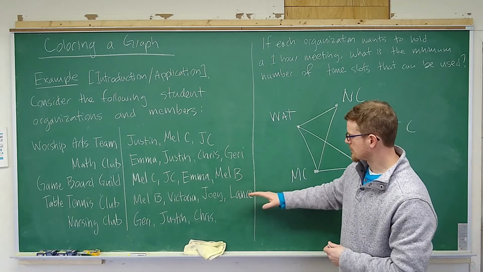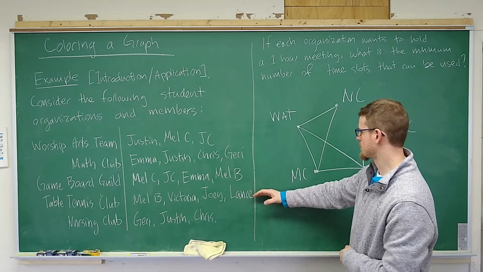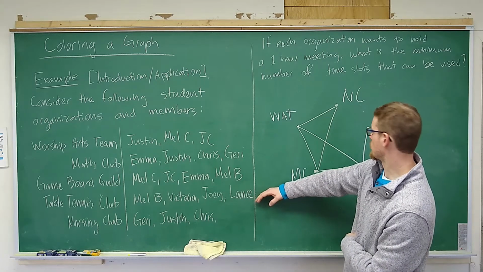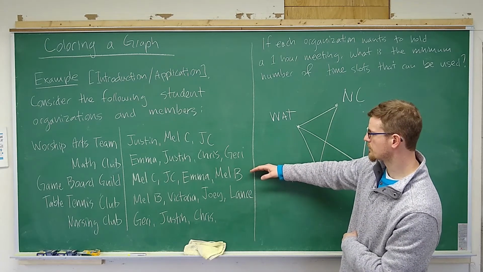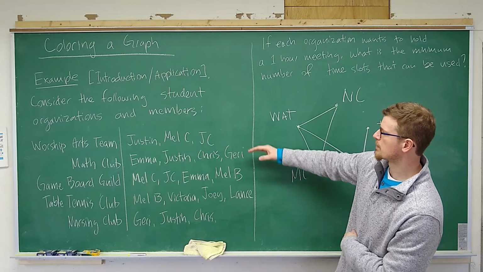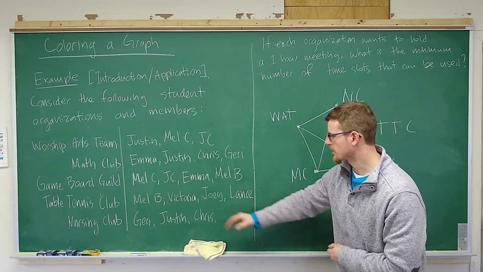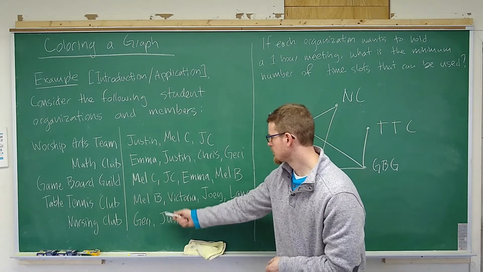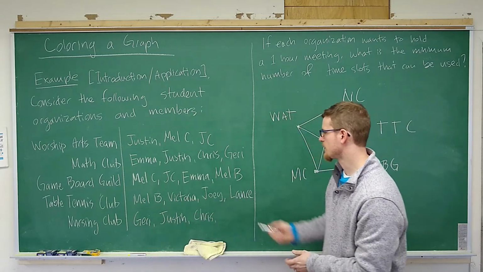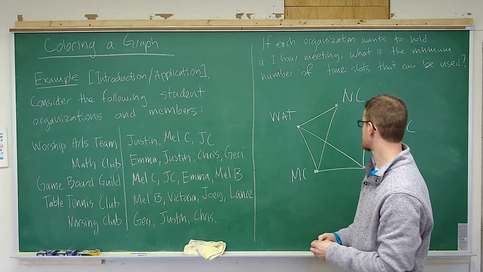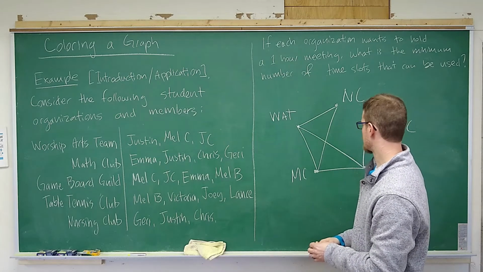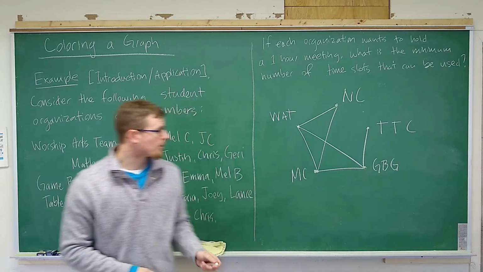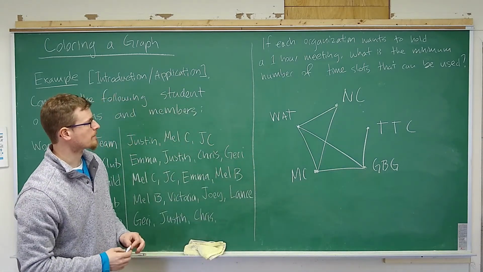And then, let's see, moving down to here, the Table Tennis Club, we already know that it is only connected to the Game Board Guild, not connected to worship arts, not connected to math, so we just need to check against the nursing club. And they have Mel B, Victoria, Joey, Lance, not connected. Table tennis club and nursing club are not connected. Excellent. So this gives us our graph for the situation.